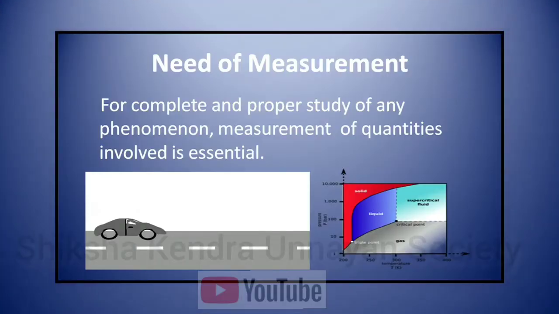Here you can see that a car is moving on the road. If you want to express its velocity, then you have to measure how much distance it has covered in how much time. So, you need measurement for that. So, now how will we express any measurement? So, now we will discuss unit of measurement.